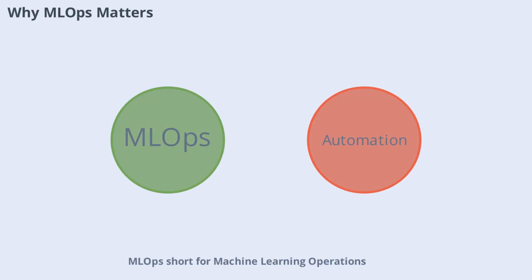MLOps, short for machine learning operations, is a set of practices that combines machine learning, DevOps, and data engineering. It ensures that models are not only deployed efficiently but also monitored, maintained, and updated over time. MLOps helps teams collaborate, automate workflows, and deliver AI solutions faster and more reliably. Without MLOps, scaling AI from prototype to production can be chaotic and error-prone.